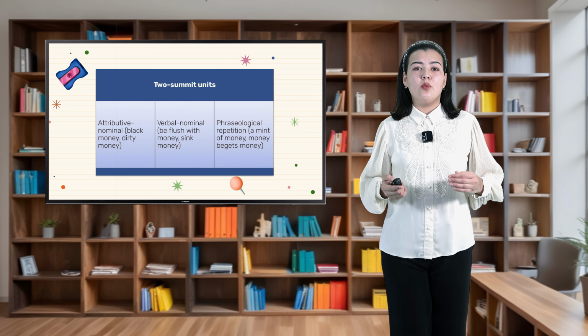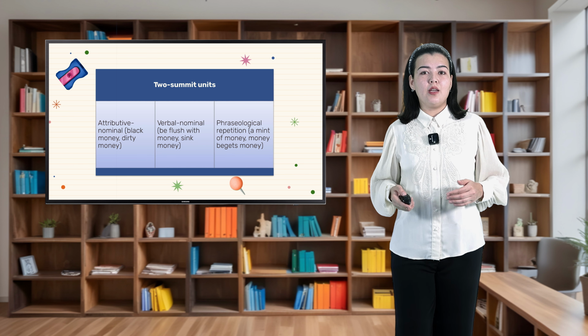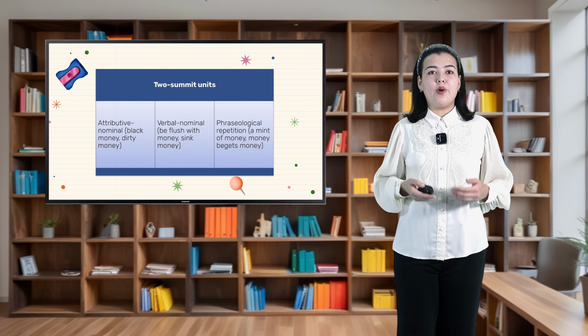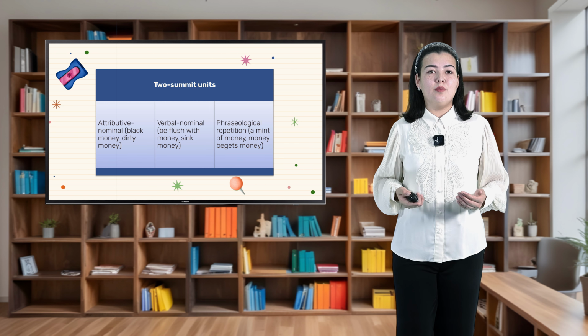And third one is phraseological repetitions, which are equivalents of adverbs or adjectives. Components are joined by a conjunction. For example, a mint of money, a great amount of money, money begets money. The more money you make, the easier it becomes to make still more. And fourth one is multi-summit units, which consist of a lot of meaningful elements. For example, money doesn't grow on trees, or pour money down the drain.